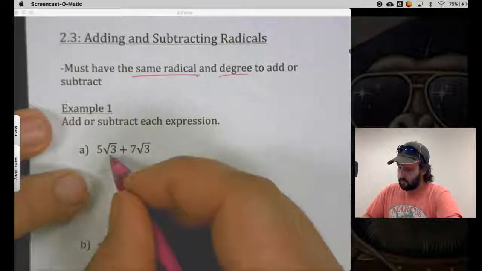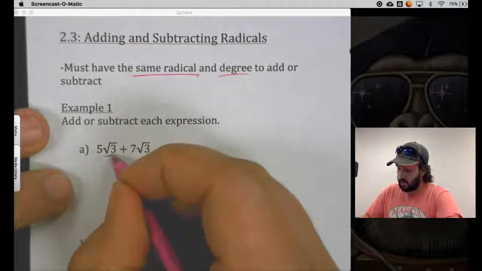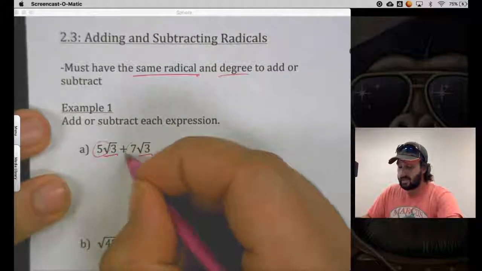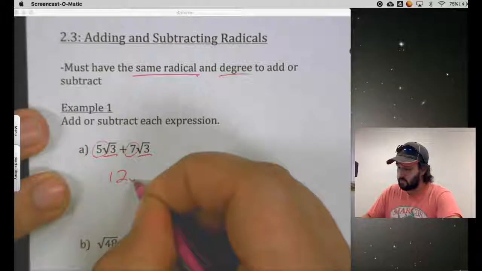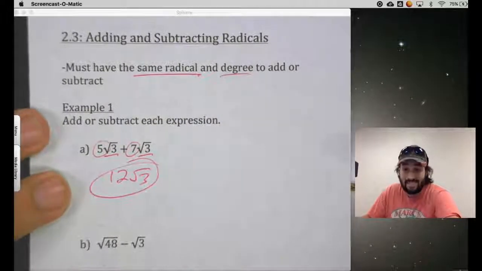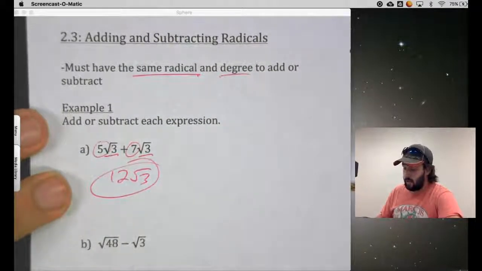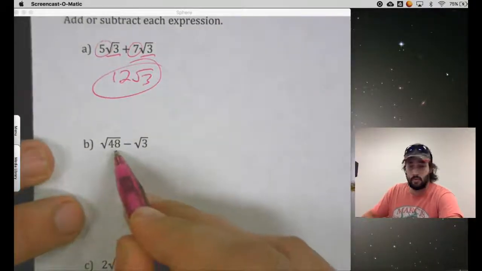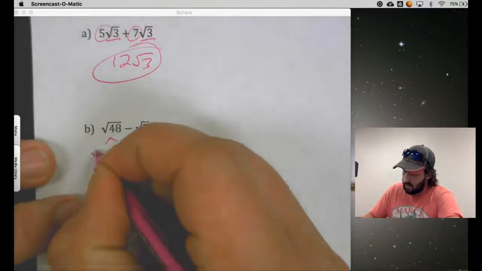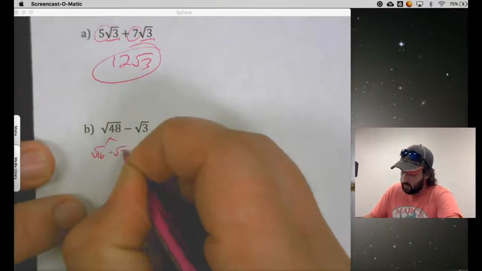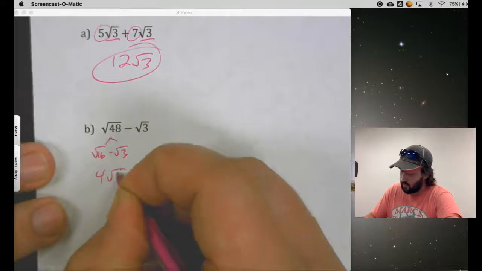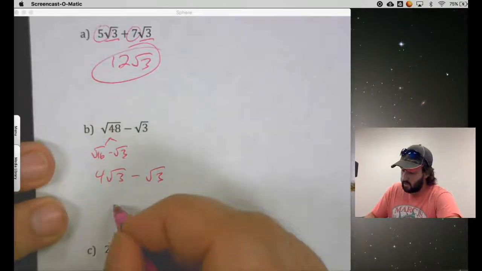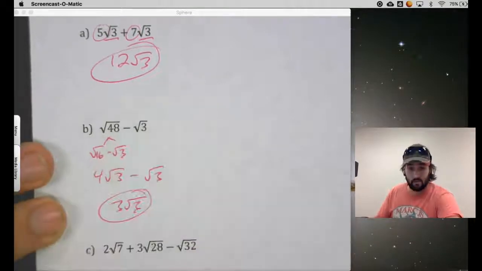All right, so with this, I'm going to add or subtract each expression. I have root 3, I have root 3, so I essentially have 5 root 3's plus 7 root 3's to give me 12 root 3's altogether. That's it. You just treat them like variables. All right, so here, let's see if this is also a root 3 over here, because I know this is 16 times root 3. So this is the same thing as 4 root 3 minus root 3. All right, so that gives me 4 minus 1 is 3 root 3's altogether.